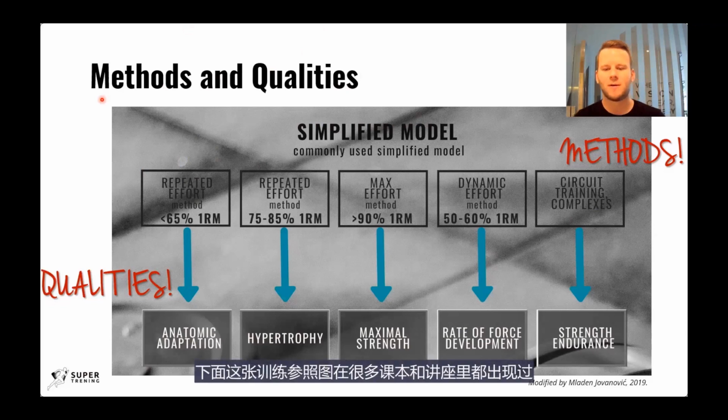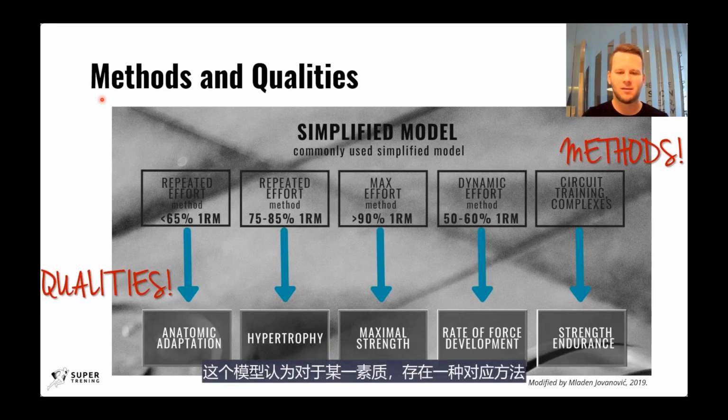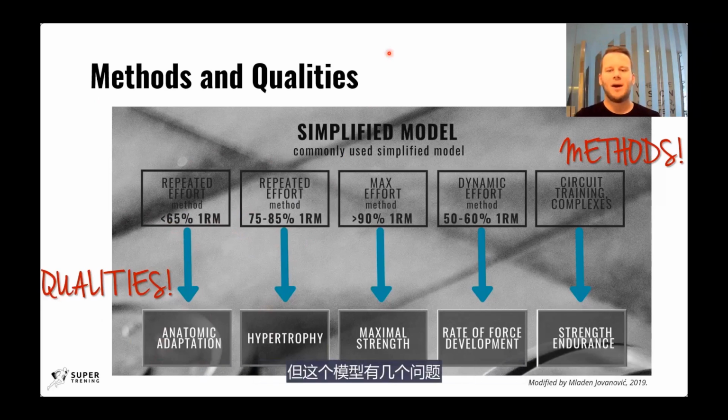So this is obviously a very used or often seen table of methods and qualities that you usually see in textbooks or on presentations. Let's call this a simplified model. Basically, a certain method affects a certain quality. This is it. Use this percentage of RM, you will work on this, with this, and this. Now here we have a few issues with that.